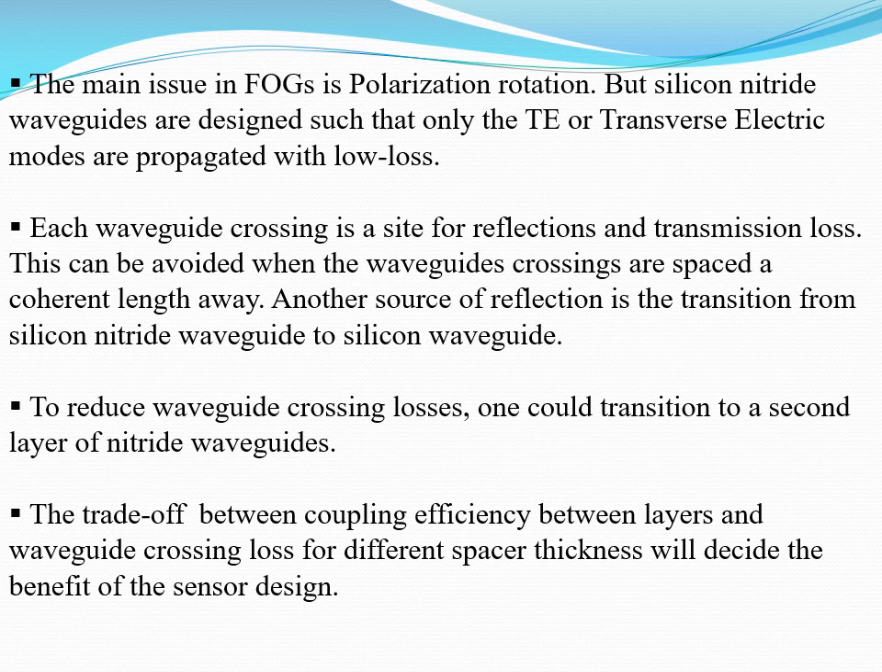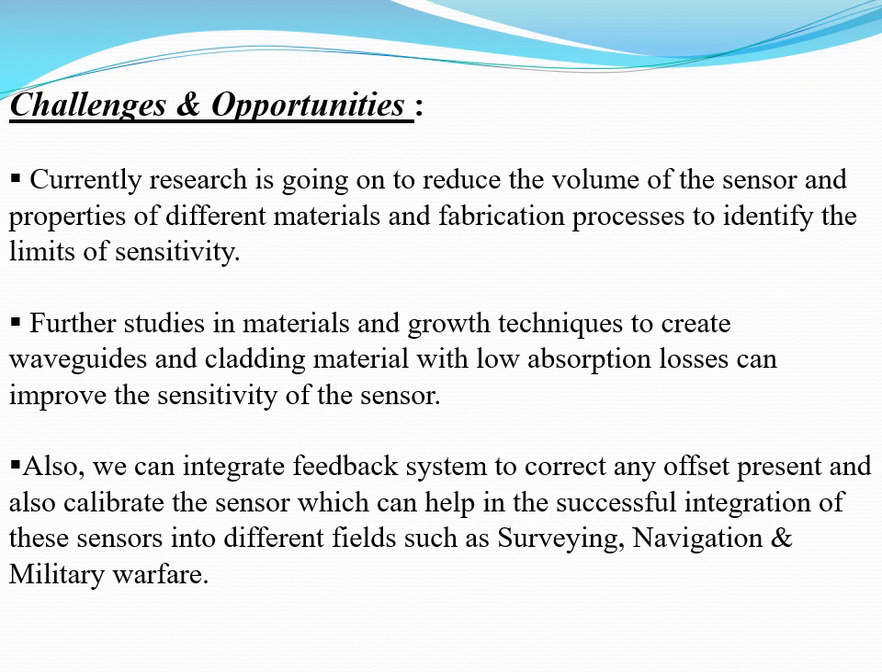Whenever there is a waveguide crossing or there is a transition from silicon nitride to silicon waveguide, there is a chance for reflection, which leads to transmission loss. This can be reduced if there is a transition to a second layer of silicon nitride waveguide. Hence a trade-off can be managed between coupling efficiency and waveguide crossing loss, which can benefit the sensor.